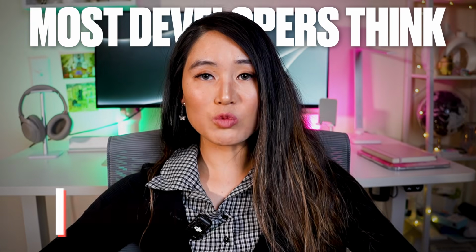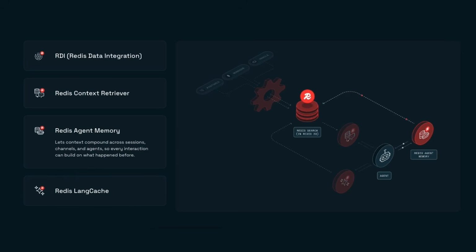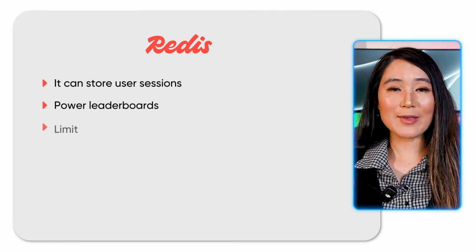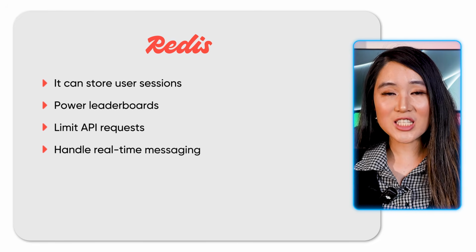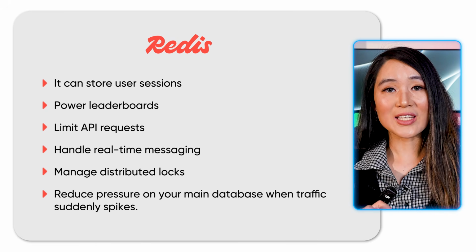Most developers think Redis is just a cache. That's the biggest misconception. Yes, Redis can make your app faster by storing frequently used data in memory. But in real systems, Redis is used for way more than caching. It can store user sessions, power leaderboards, limit API requests, handle real-time messaging, manage distributed locks, and reduce pressure on your main DB when traffic suddenly spikes.